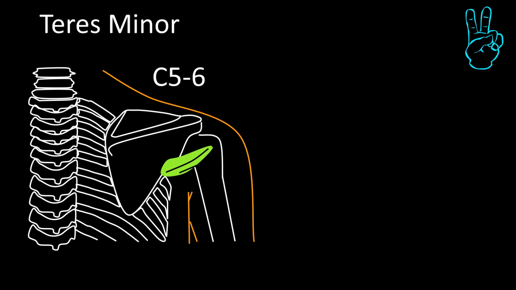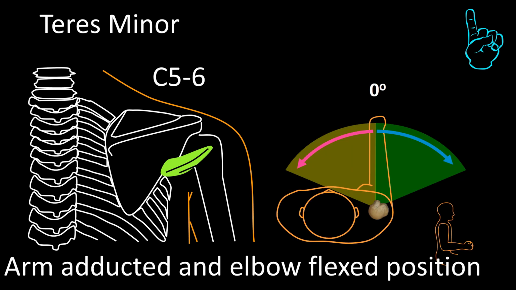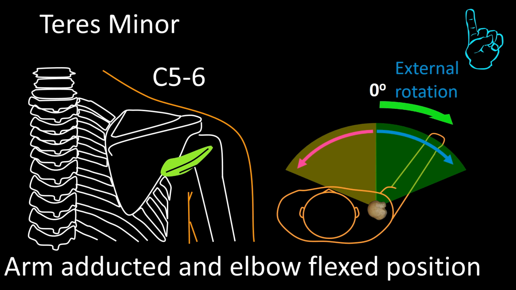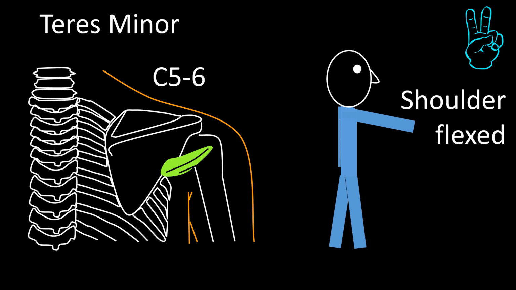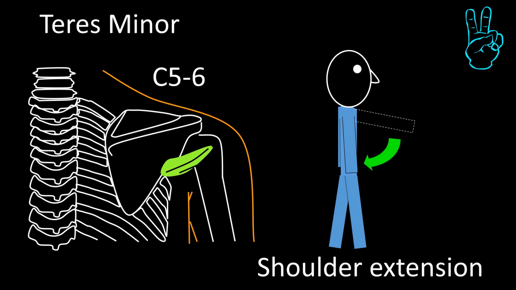The teres minor has 2 actions. The first one is from arm abducted, elbow flexed, and forearm forward position: external shoulder rotation. The second action is from shoulder flexed position: shoulder extension.